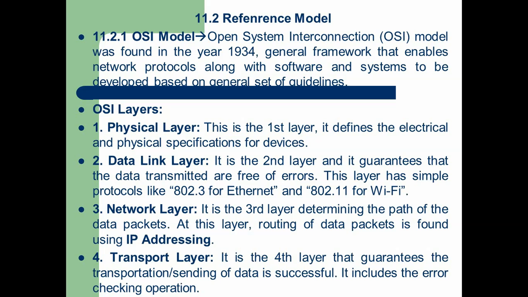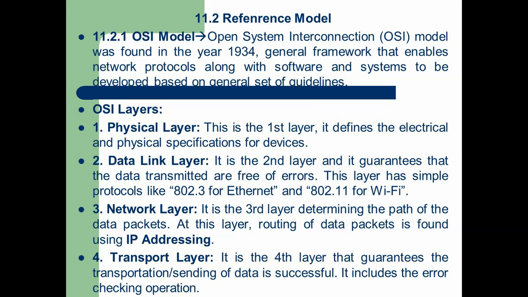The OSI, Open System Interconnection model, has the following layers. Number 1, physical layer; 2, data link layer; 3, network layer; 4, transport layer. Physical layer refers to the electrical and physical specification for any devices like cables, computers, modems, wireless connections, or wireless connection ports, and all the physical elements required for networking come under this layer.